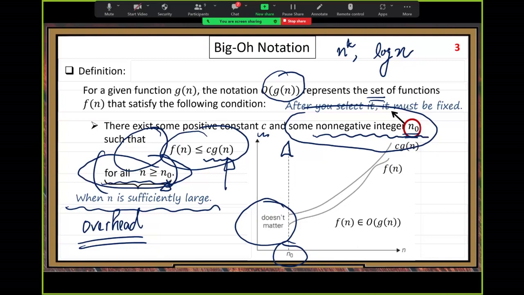But when you increase the n value, it becomes larger and larger, and the f function grows larger and larger. The overhead stays the same; it does not change. Then the f function value dominates the overhead part.